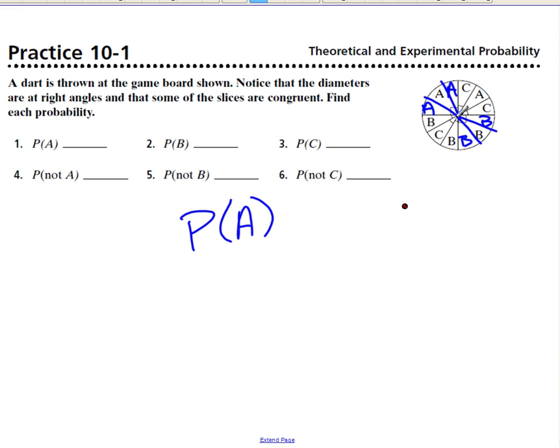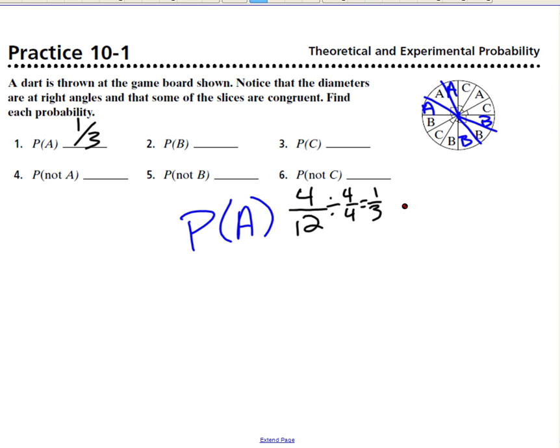So the probability of getting an A, you look at, we're broken up into even pieces now. How many of those pieces have an A on them? 4 out of 12. So 4/12. Can we simplify that? We can divide it by 4. 1/3. So the answer's 1/3. So our probability of getting an A is 1/3.